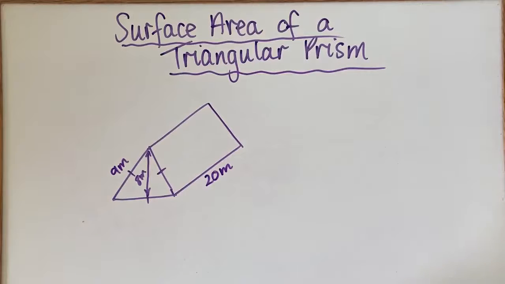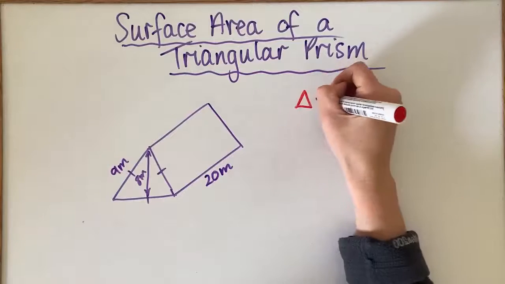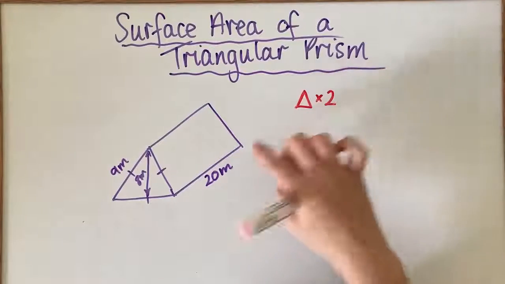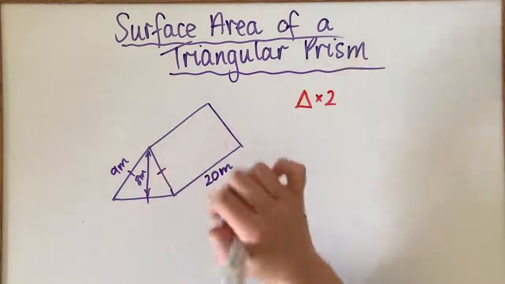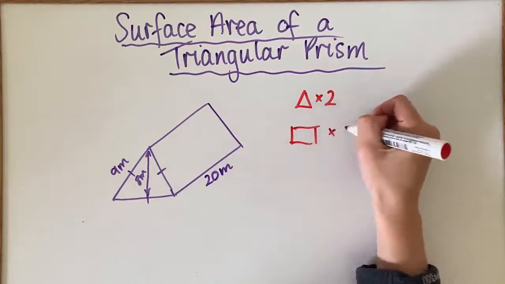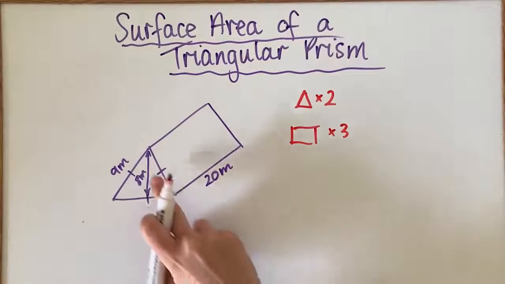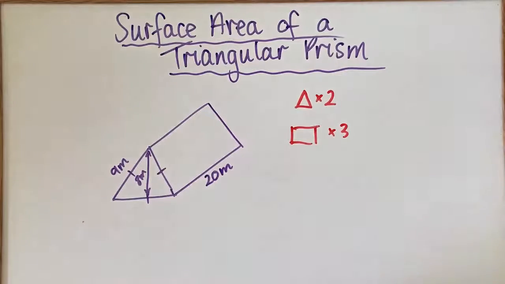So what we need to do is think about what this triangular prism is made up of. Okay, we've actually got two triangles, a front and a back. And then we've actually got three rectangles that make up each side. And we know it's three because it's a triangle, because there's three different sides there.